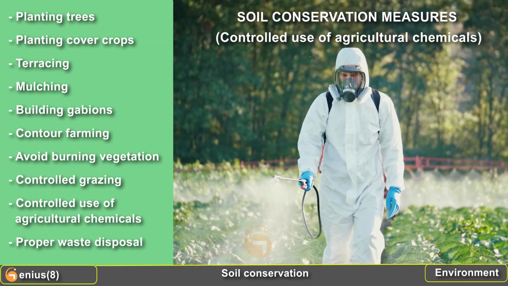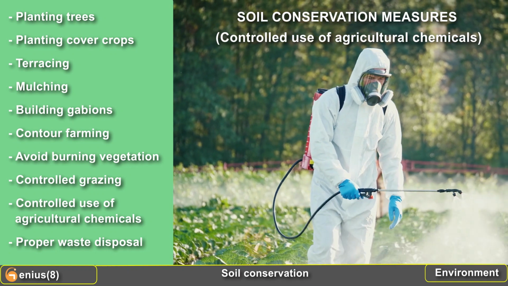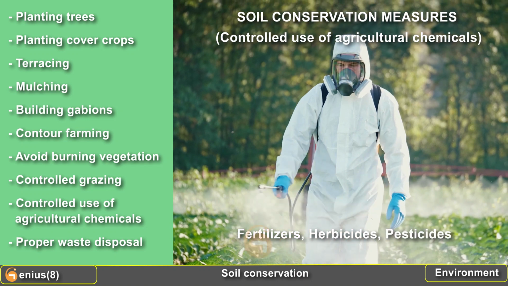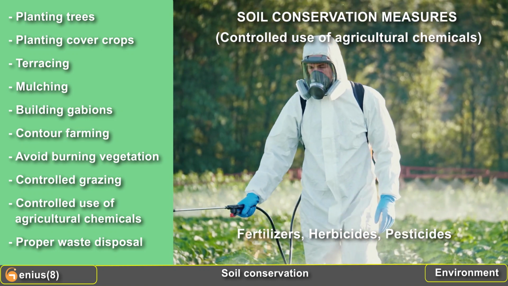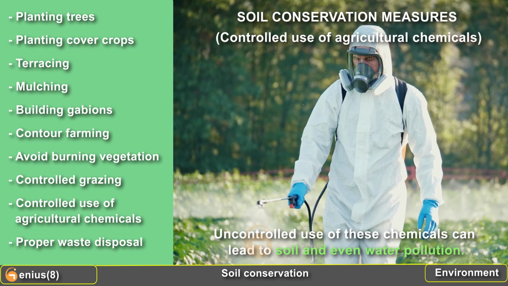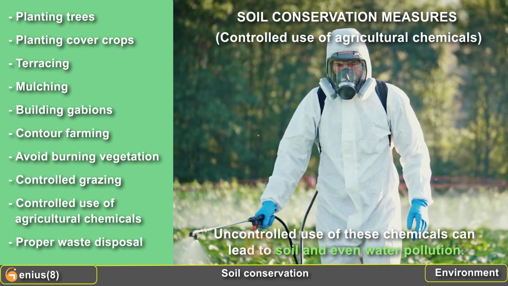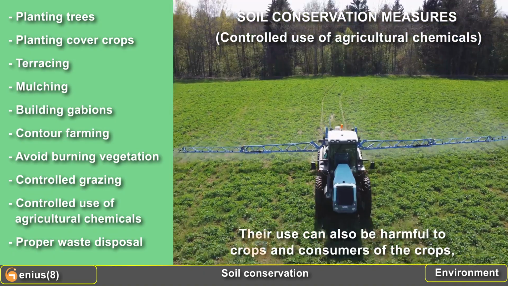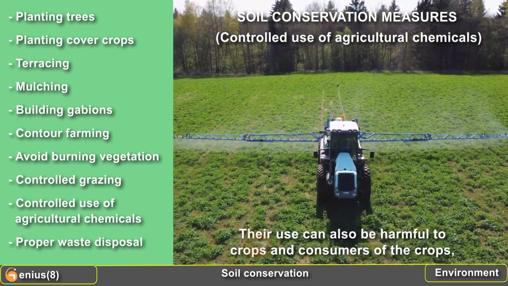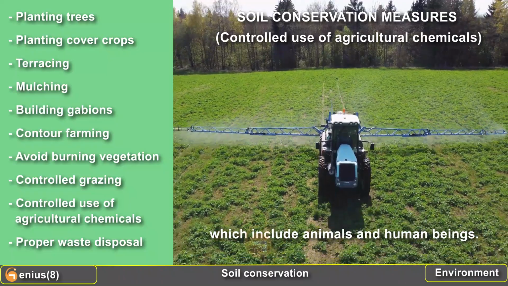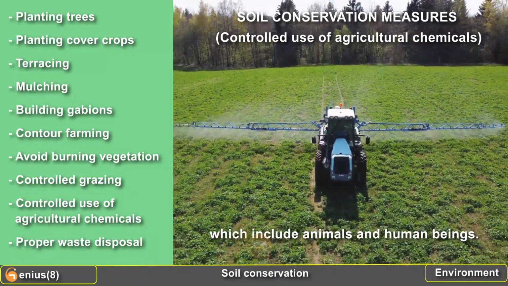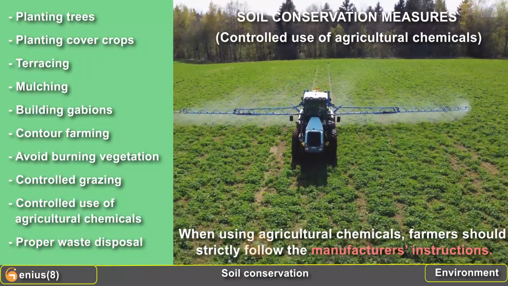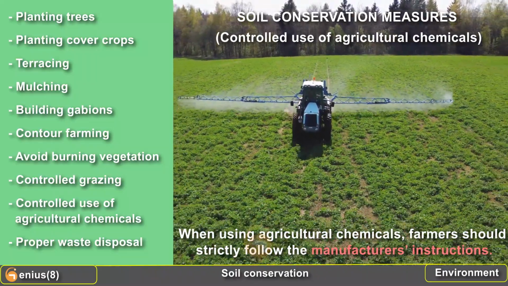Controlled use of agricultural chemicals. Examples of agricultural chemicals include fertilizers, herbicides, pesticides. Uncontrolled use of these chemicals can lead to soil and even water pollution. Their use can also be harmful to crops and consumers of the crops, which include animals and human beings. When using agricultural chemicals, farmers should strictly follow the manufacturer's instructions.